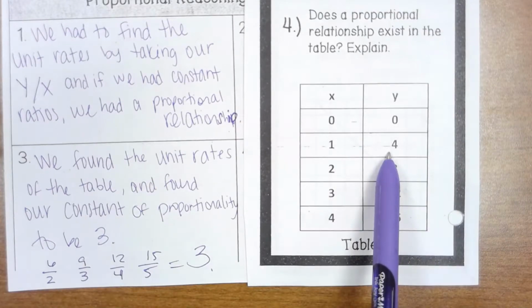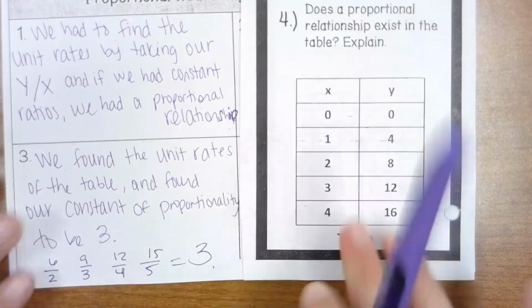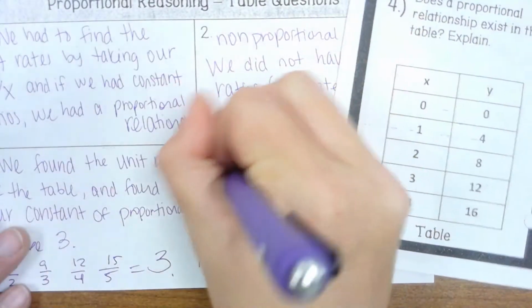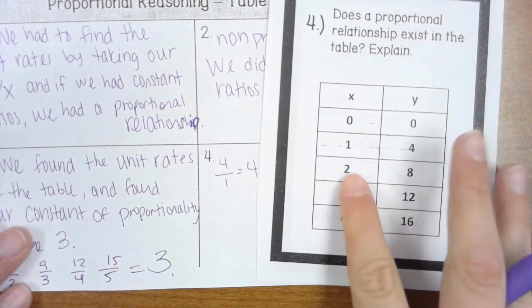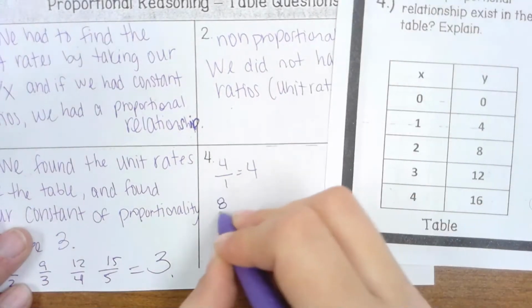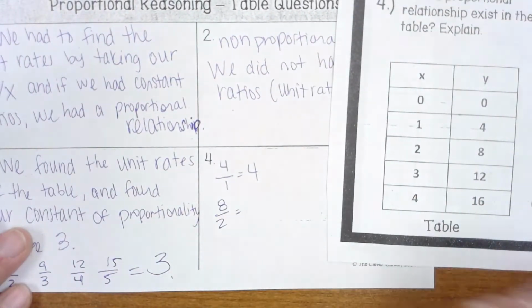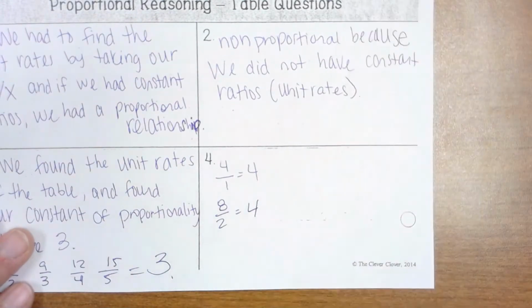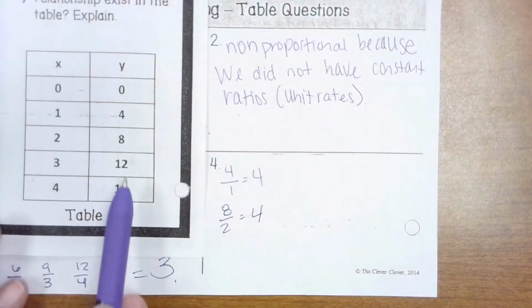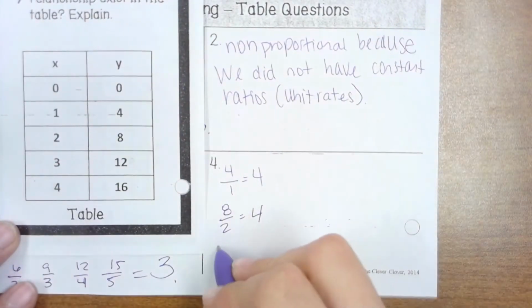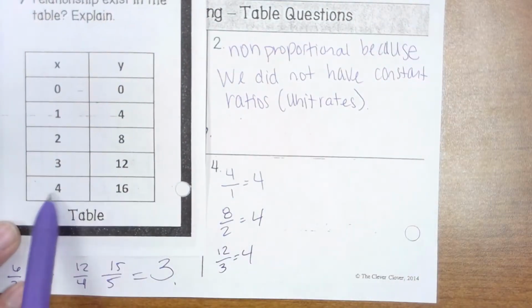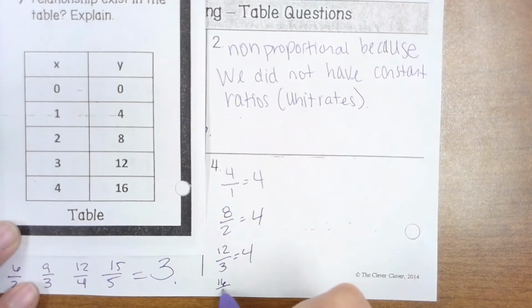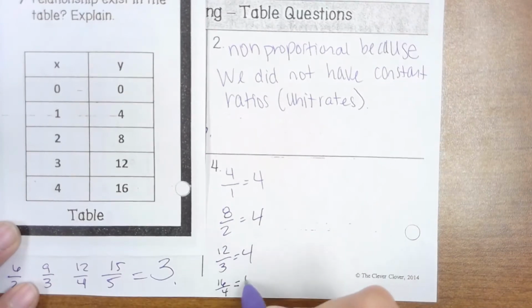All right, so the first one here is 4 over 1. So 4 over 1 is equivalent to 4. Next one is 8 over 2, and if we were to take 8 divided by 2, that also gives us 4. Next one would be 12 over 3, and 12 divided by 3 is 4. And then the last one is 16 over 4, which again, 16 divided by 4 also gives us 4.